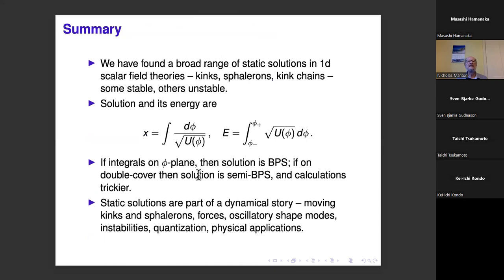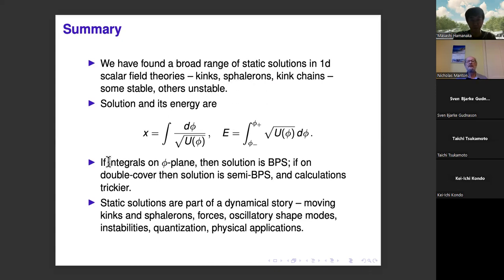So here's a summary. We found a broad range of static solutions in one-dimensional scalar field theories: kinks, which typically connect double zeros; Sphalerons or quartic zeros; Sphalerons, which connect double zeros to simple zeros and back again; and kink chains, which connect simple zeros of the potential and go backwards and forwards infinitely often. Some of these are stable, some others are unstable.